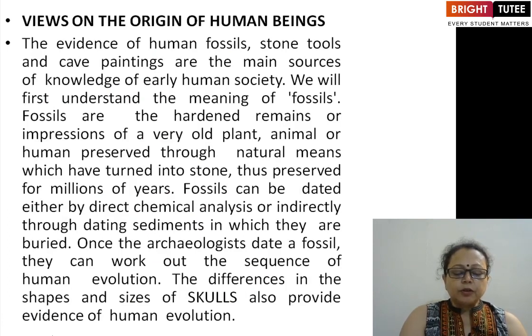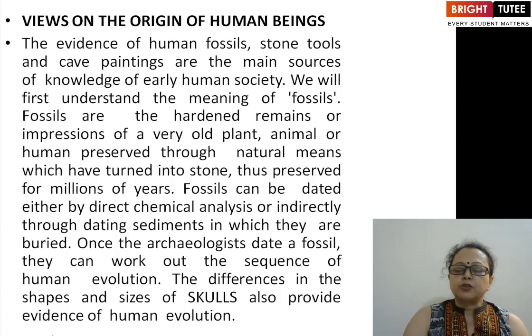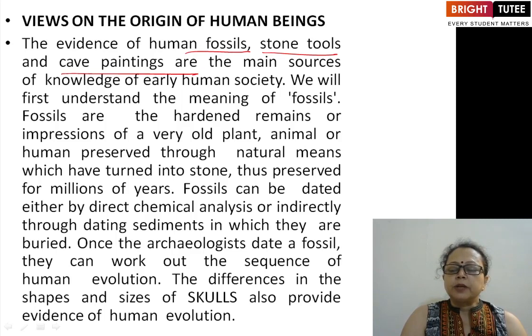Views on the origin of human beings. Now the views of the different scholars, archaeologists, naturalists and scientists. The evidence of human fossils, stone tools and cave paintings are the main sources of knowledge of early society. In this chapter, we must see how the cave paintings, stone tools and fossils were made, and that the cave paintings were done by the early humans.